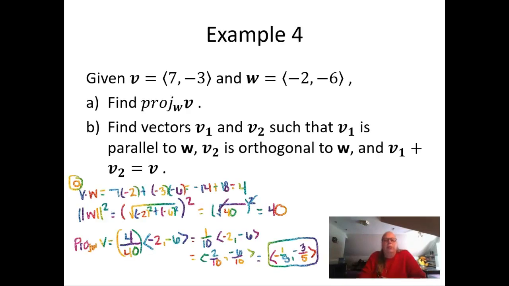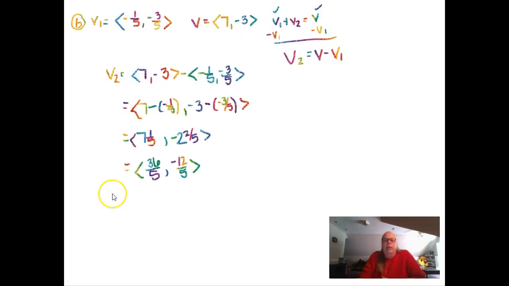All right, so we were supposed to find v1 and v2. Right here's v1, and then on the next page, we just found v2.